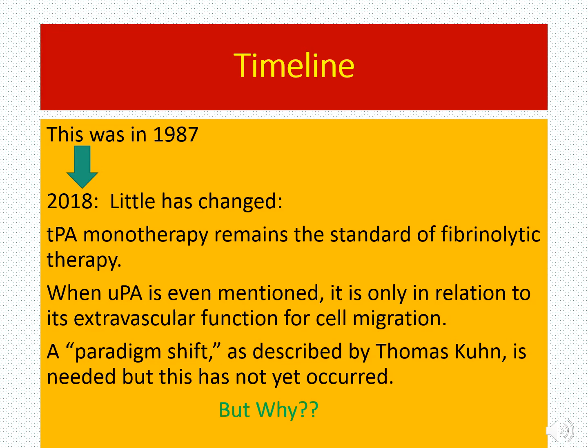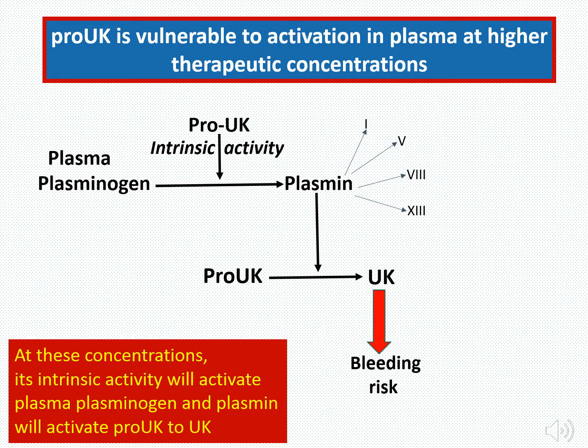But why? The problem with native pro-UK is that it is vulnerable to activation in plasma at higher therapeutic concentrations. Why that happens is shown on this diagram. The intrinsic activity of pro-UK at a higher concentration activates plasminogen to plasmin. Plasmin activates more pro-UK to UK, which induces a bleeding risk. In addition, plasmin also degrades clotting factor 1, which is fibrinogen, factor 5, factor 8, and 13.